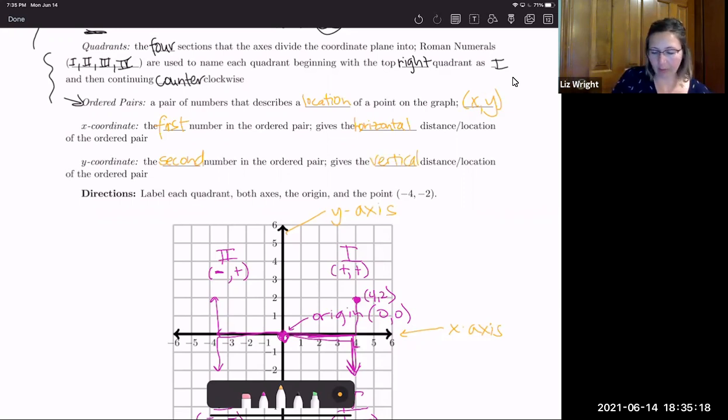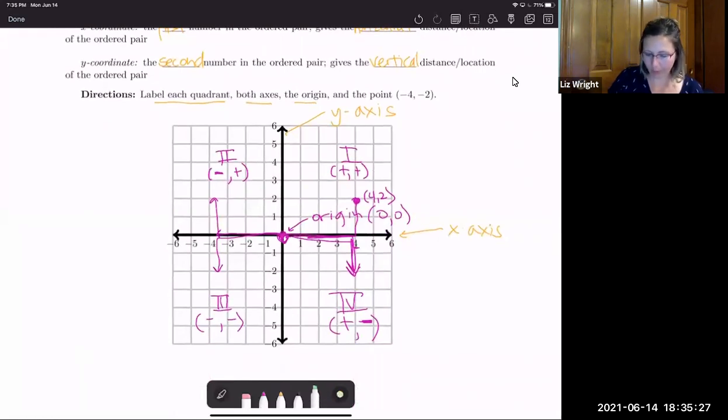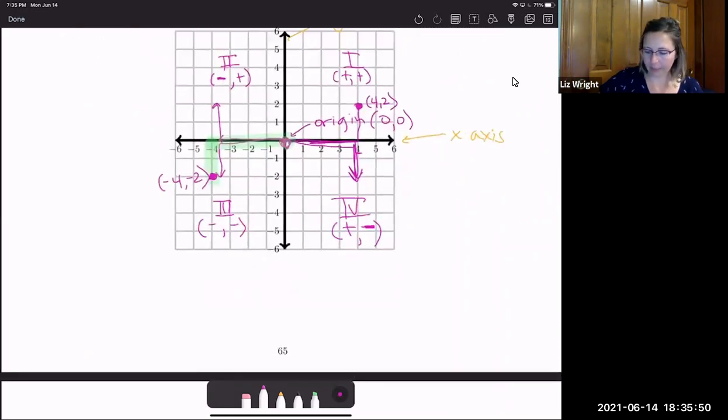Here it says label each quadrant, which we've done. We have done both axes and the origin, and we have not done the point (-4, -2). So I'm going to put that point on. We start at the origin, we go left 4, and then go down to -2, and my point ends up being right here. Then I'm going to label it as (-4, -2). All right, let's look at the next page.